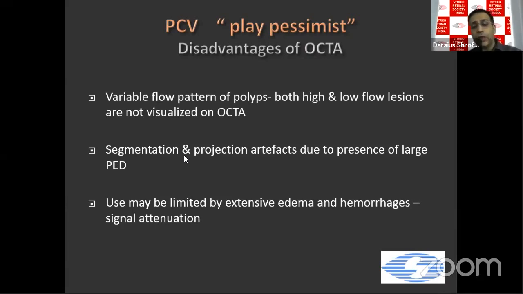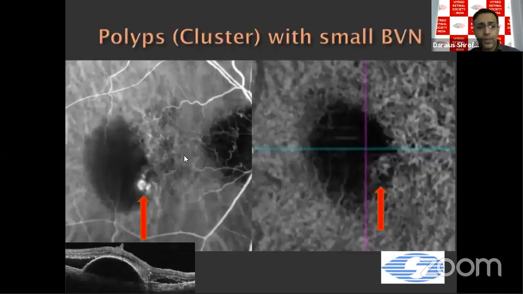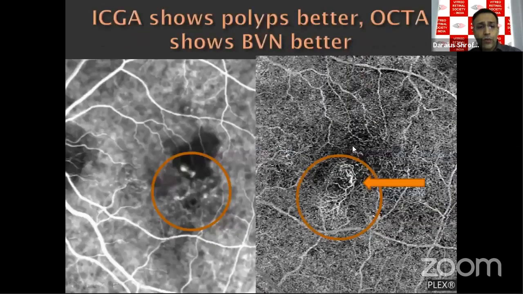And of course, the edema and hemorrhage kind of makes it difficult to do so. But the important thing is to spend time, go through each image, delineate it, and you'll be able to find out. So here we can see a polyp, and you can see the BVN nicely on the OCTA. And of course, the one thing you must remember is the ICG shows the polyps better, but the OCTA shows the BVN much better.